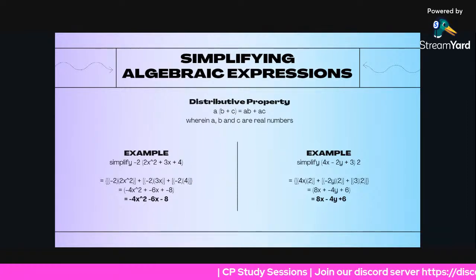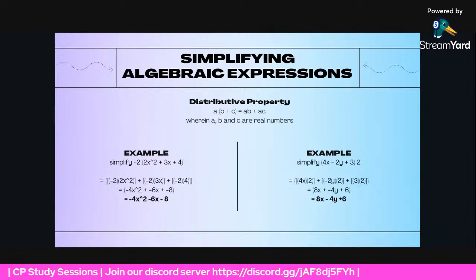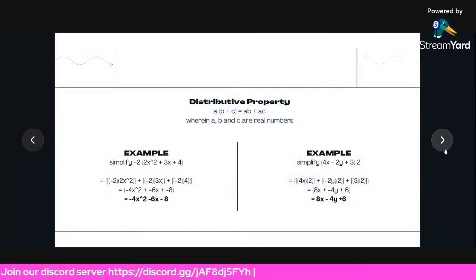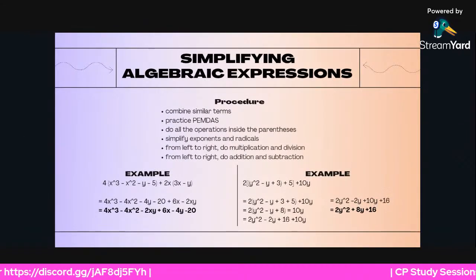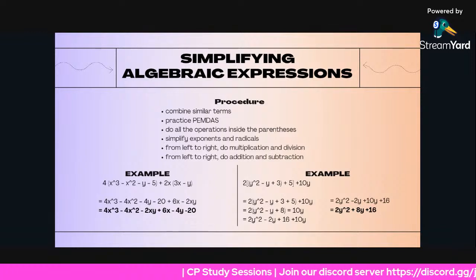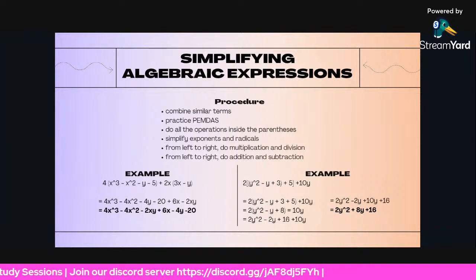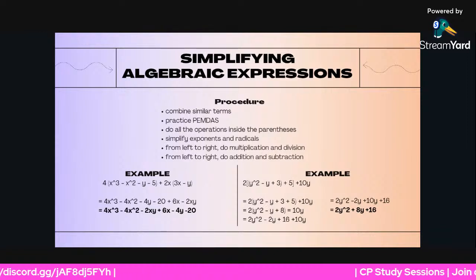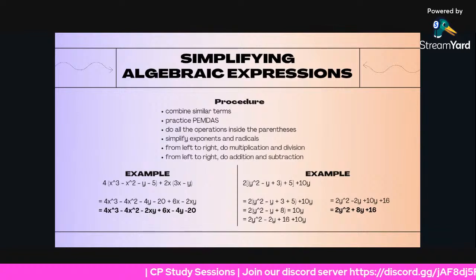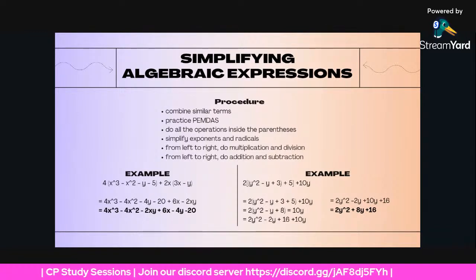Ayun, since wala namang nagtatanong for clarifications, proceed na ako sa next slide. So, after ko i-introduce yung distributive property, proceed na tayo sa pinaka-procedure niya, yung mga steps na kailangan yung tandaan kapag nagsisimplify kayo or nagsosolve kayo ng algebraic expressions. So, first, kailangan i-combine niyo yung similar terms.